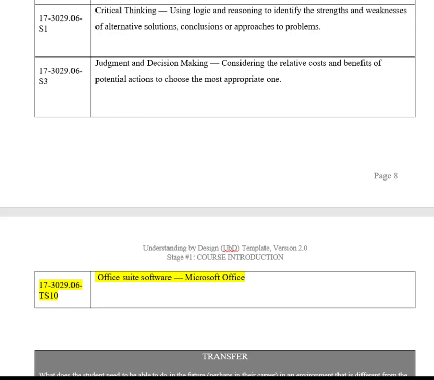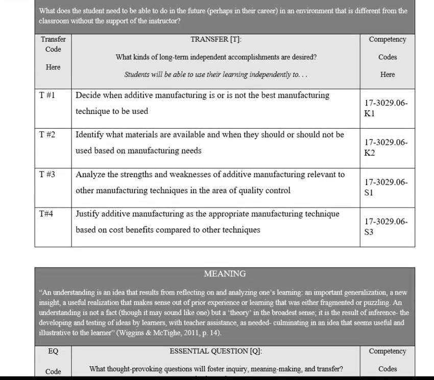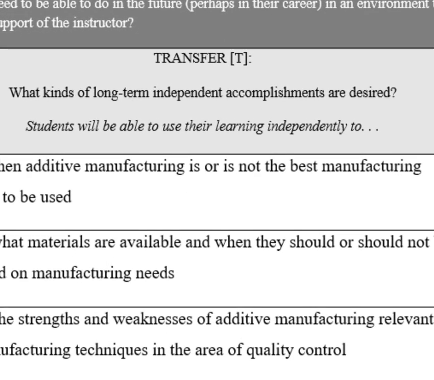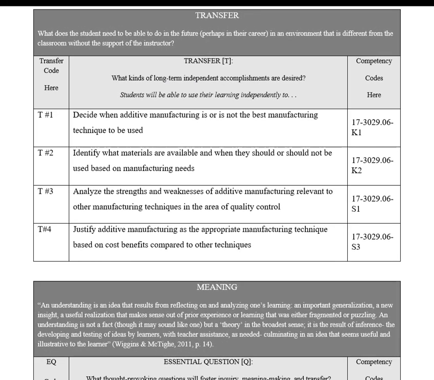If I were to go later and add something that I need to do, but I don't have that competency in there, then it wouldn't align. So it's highlighted in yellow to show it was changed in a later stage. All right, transfer. What does the student need to be able to do in the future in an environment that is different from the classroom, without the support of the instructor? This is independent transfer: things to be used later in life, independently, separate from your instructor and separate from the classroom. This isn't what I'm going to teach.